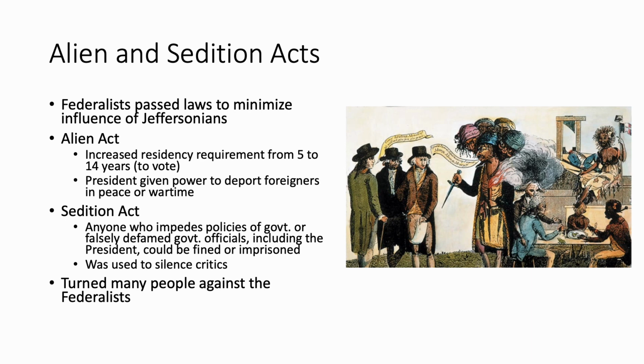Then came the Alien and Sedition Acts, unfortunately, what Adams would probably be known most for. Federalists passed laws to minimize the influence of the Jeffersonians or Democratic Republicans. The Alien Act increased the residency requirement from 5 to 14 years in order to vote, which made a lot of people really mad because they lost their right to vote. And the president was given the power to deport foreigners in peace or wartime. So basically, if you were a foreigner and you annoyed the president, you could be deported.